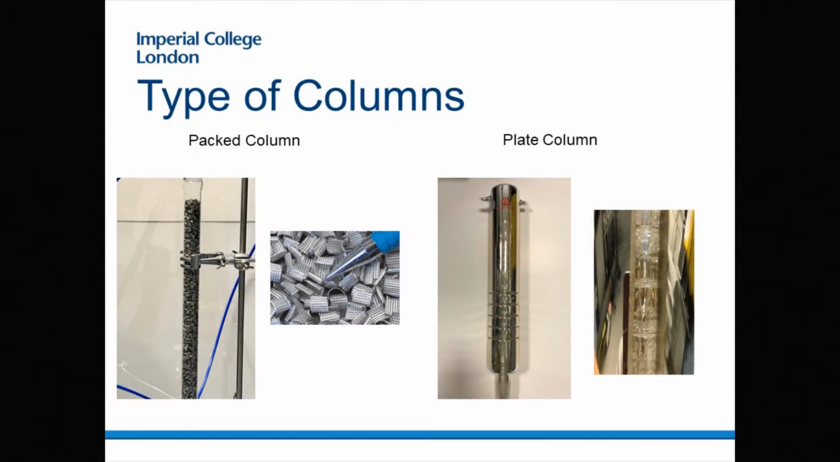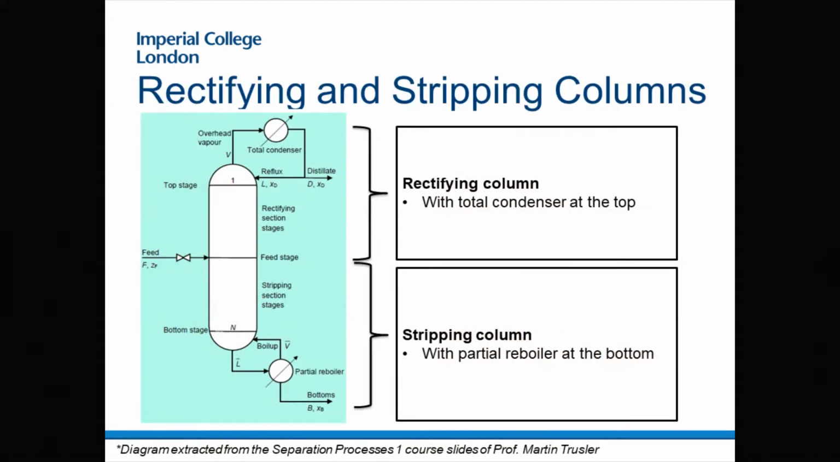In general, distillation could be carried out in plate and packed columns. And generally, a continuous distillation column can be separated into two sections at the feed point. Above the feed point, it is a rectifying section with a total condenser on the top. Below the feed point, it is the stripping section with a partial reboiler at the bottom.